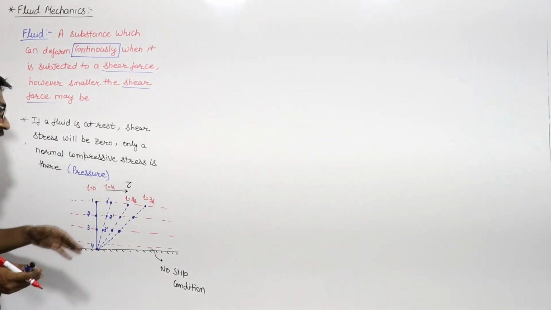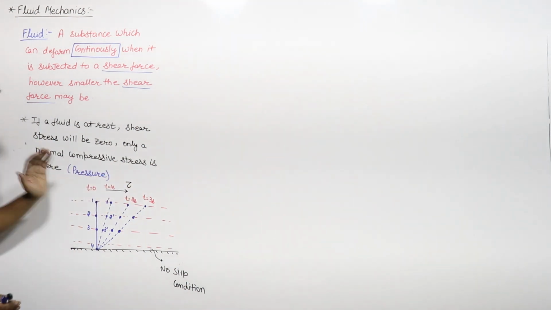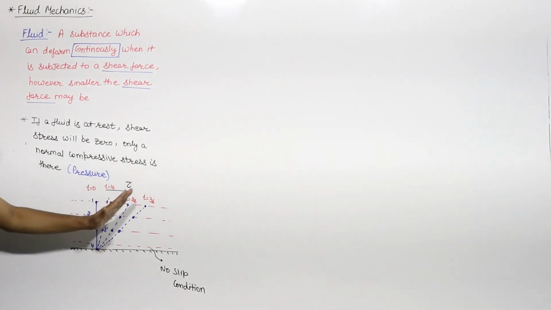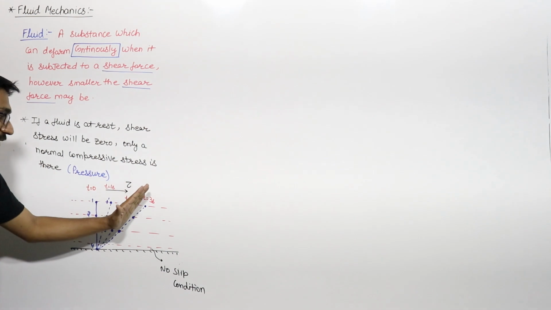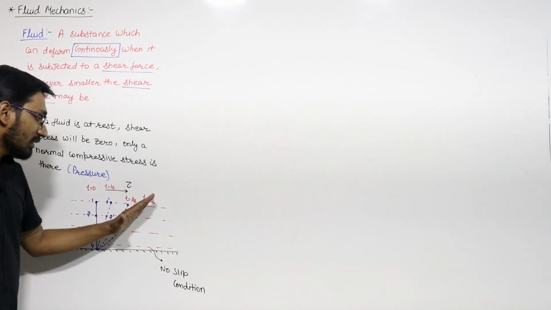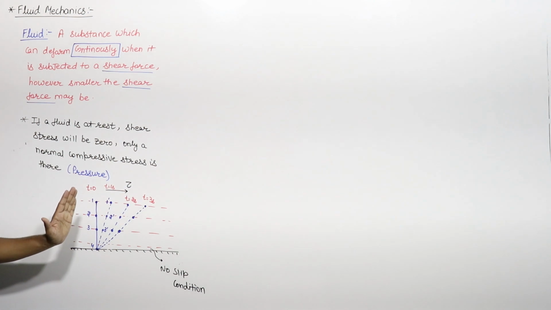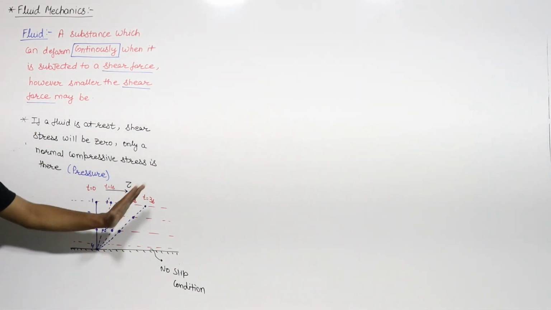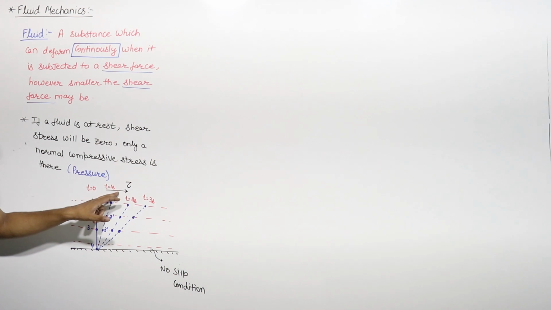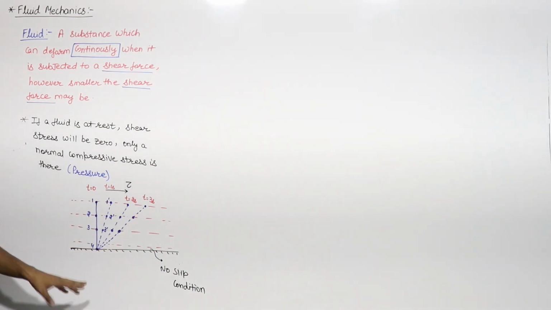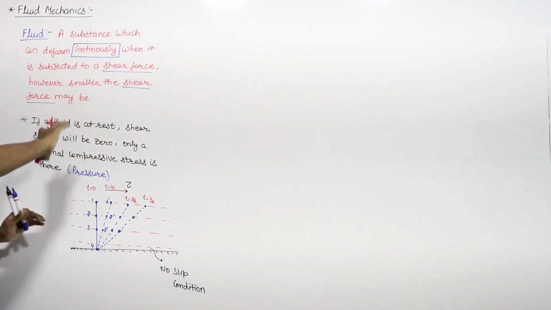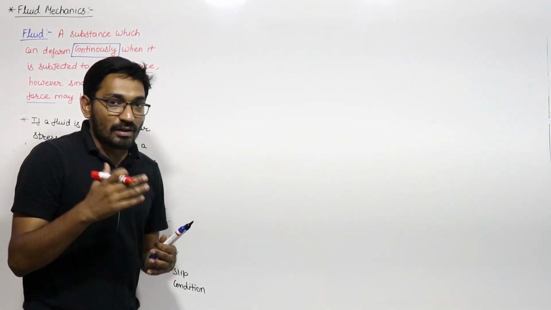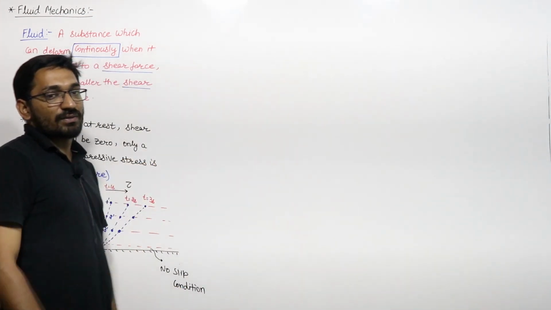Now you remove the shear stress when t is equal to 3 seconds. Then the fluid will remain at this position. The fluid will stop here. It will not move again in the forward direction, and it will not regain its original shape. The fluid will not move in any direction if you remove the shear stress at t equal to 3 seconds. So this is the meaning that the fluid is moving continuously if you apply a shear stress on the fluid element.